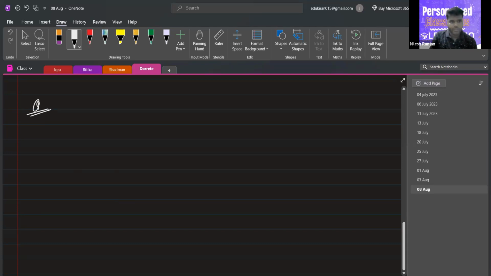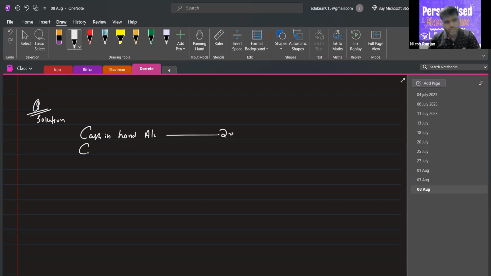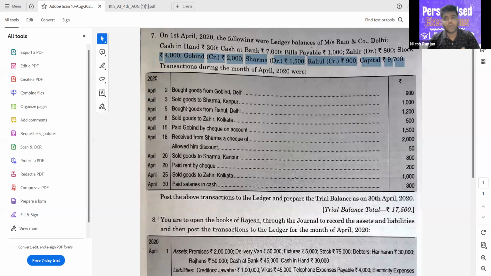So question and solution. Now we have to pass journal entry. So what will be the journal entry? First of all, cash in hand account debit. Cash at bank account debit. Actually, these are assets. So cash in hand, cash at bank, all the assets have debit balance always. There is one more, this Jahir debit 800.